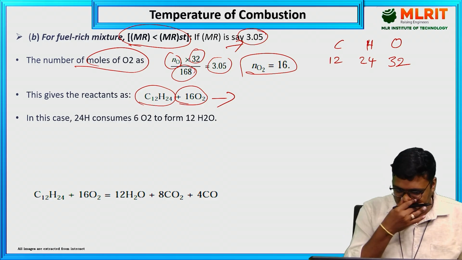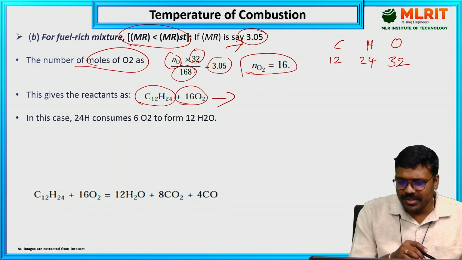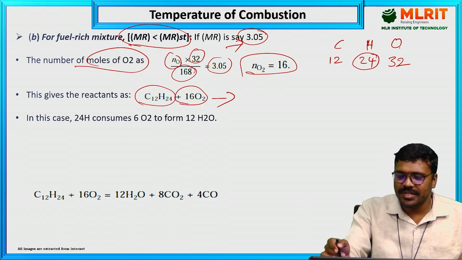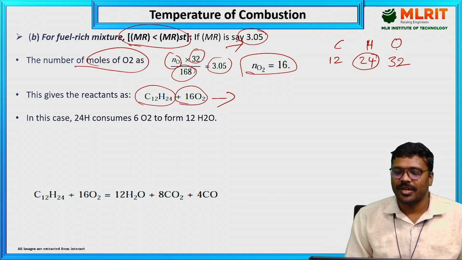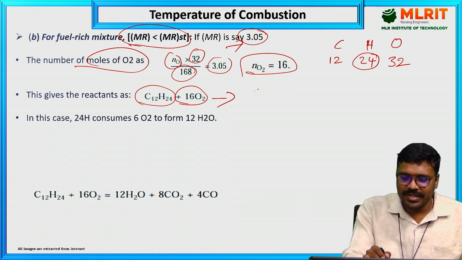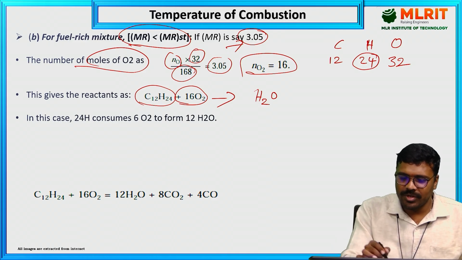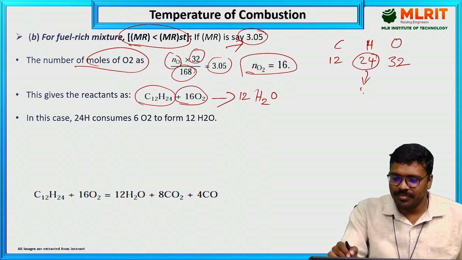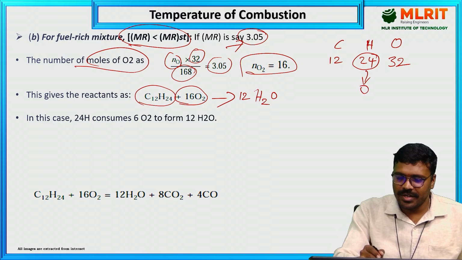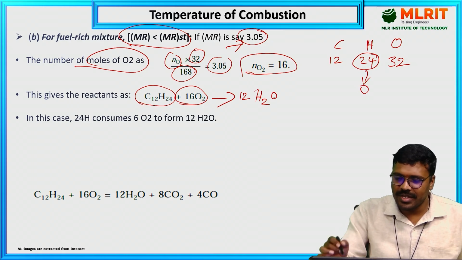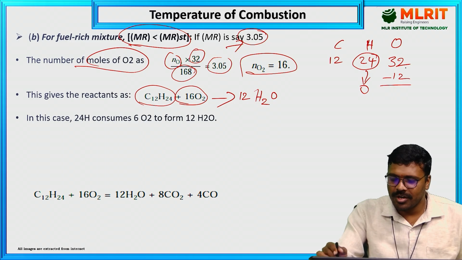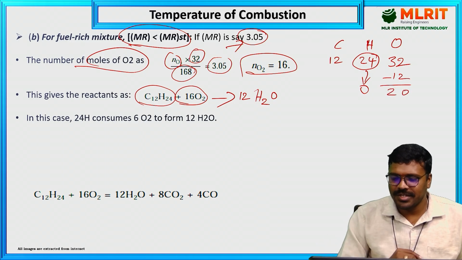Here, first hydrogen atoms will react with oxygen and form water molecules. Let us say H2O is formed. How many moles of H2O can be formed? 12 moles of H2O will form. So this hydrogen becomes 0. How many oxygen atoms are burned? 12 oxygen atoms, minus 12. How many are left? 20 oxygens are left.